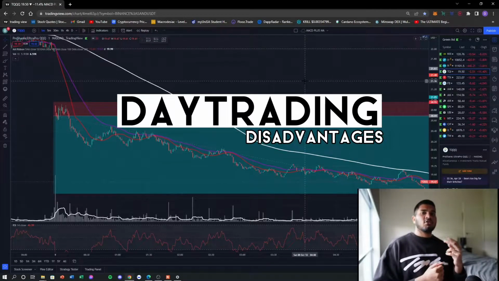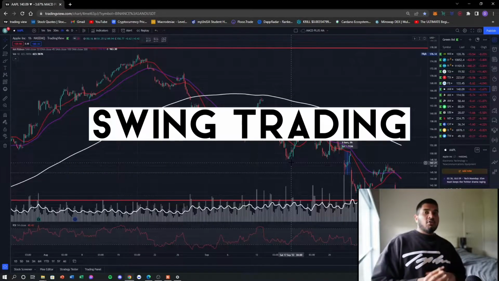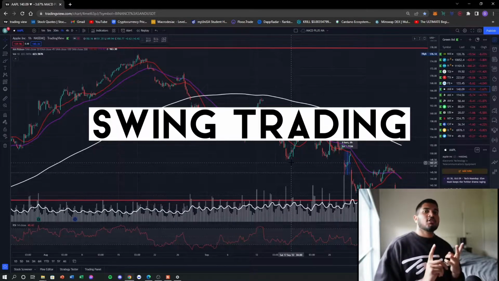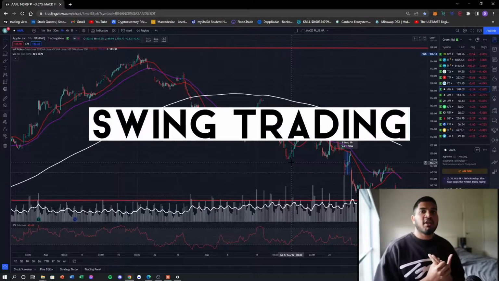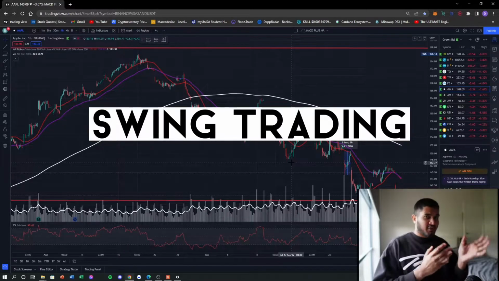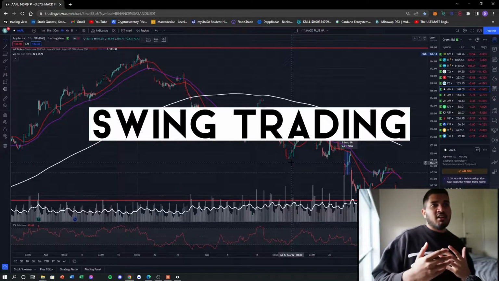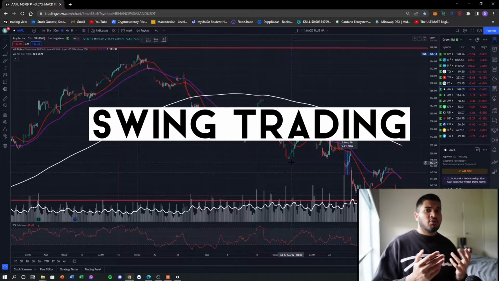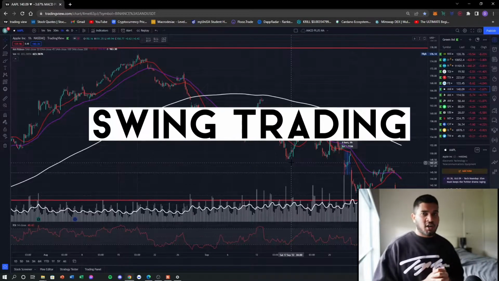So let's get on to the second part, which is swing trading. Swing trading. So what does this mean? Swing trading is basically investing or trading, mainly trading, between a time frame of let's say a day to a couple of weeks, 2 3 weeks. It depends on how comfortable you are with your money being on the market.